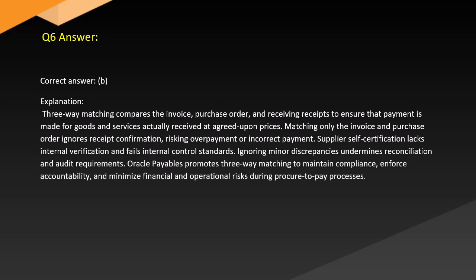Answer. Correct answer: B. Explanation. Three-way matching compares the invoice, purchase order, and receiving receipts to ensure that payment is made for goods and services actually received at agreed-upon prices.